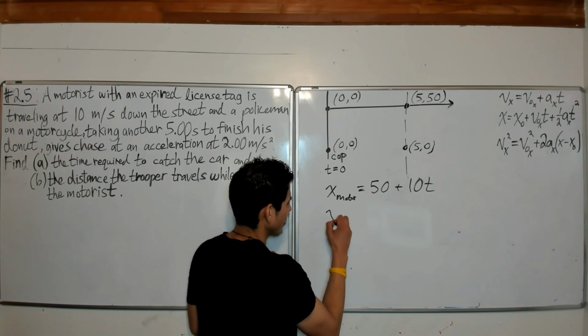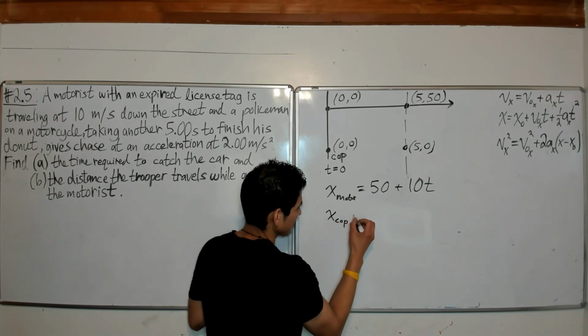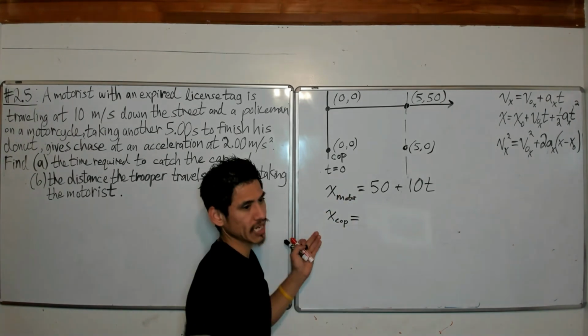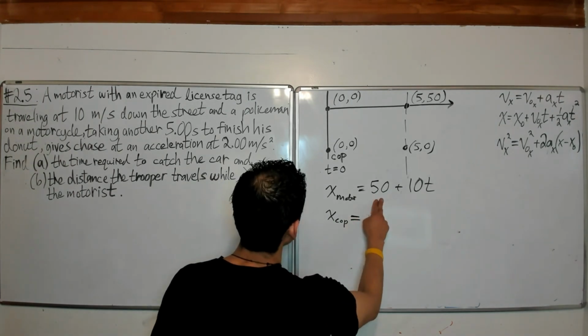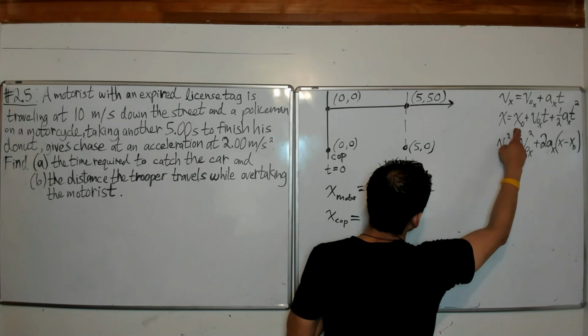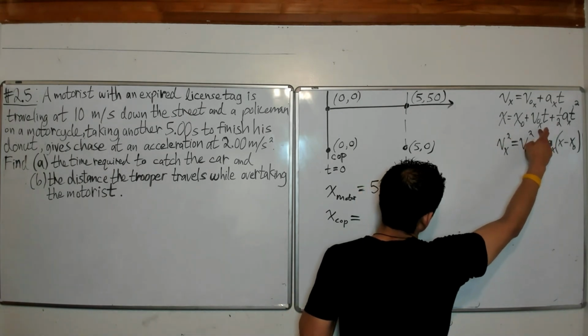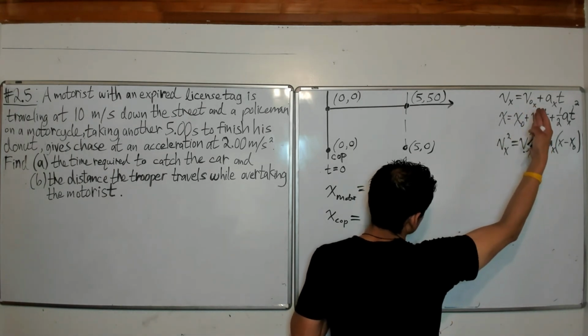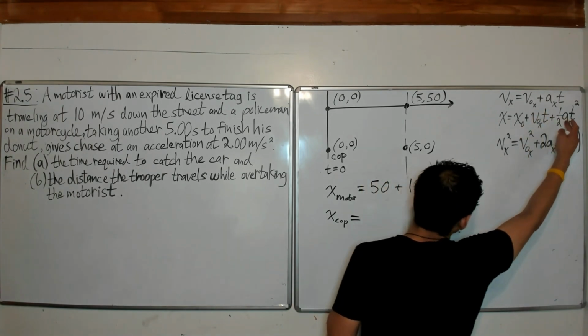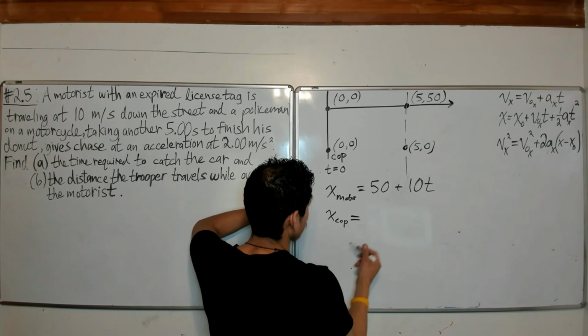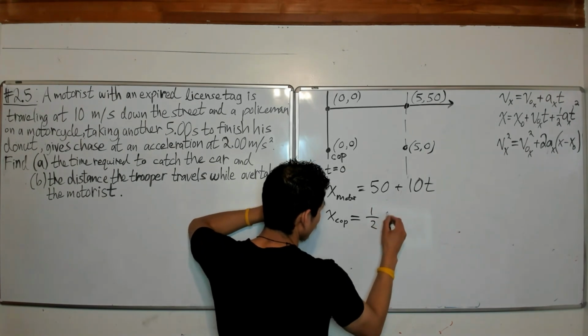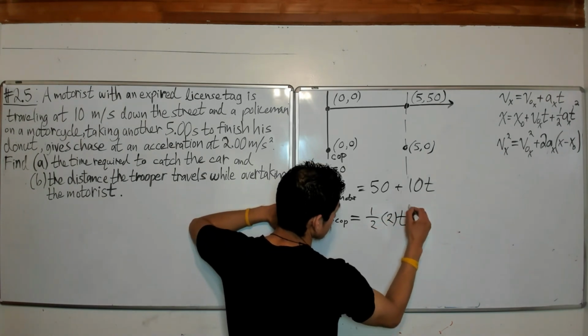For the cop, let's write x cop. His position will be, he doesn't get that 50-meter head start because he stayed at 0. And he doesn't have an initial velocity because he's at a dead stop. But he's got an acceleration because he's accelerating at 2 meters per second squared. So his will be 1/2 times 2 t squared.